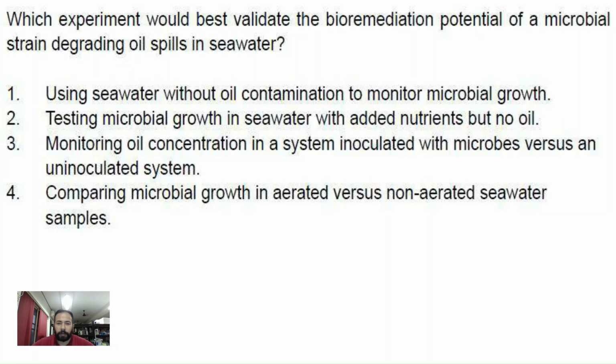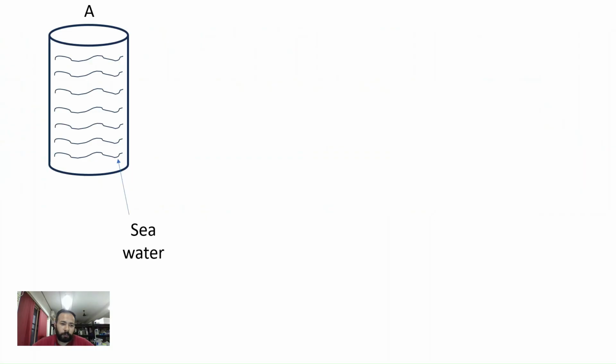Now let's look at all the four options one by one and see what result we would get from these types of experiments. So, the first experiment is just monitoring the growth of a particular microorganism in seawater. What this would tell us is whether the microbe is able to grow in the seawater or not. So, this won't tell us anything about the oil degradation. So, this won't be a useful experiment in that regard.